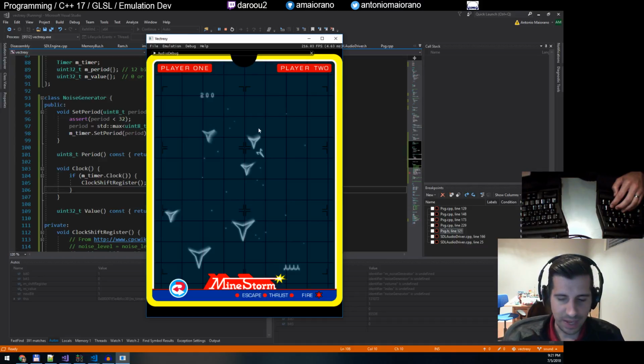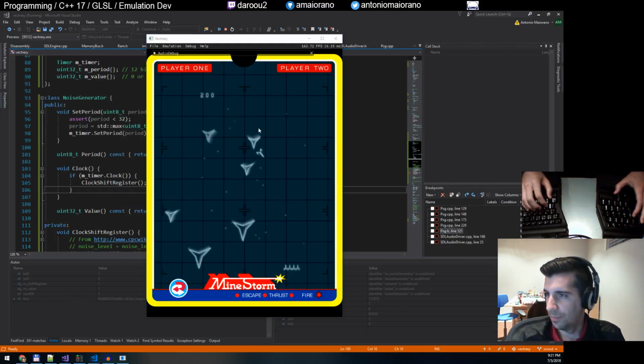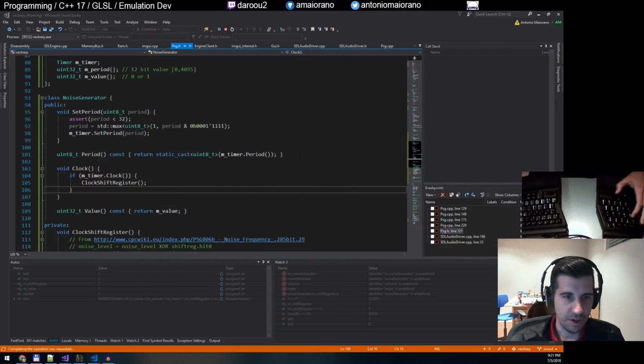And the reason why it keeps going is because we haven't implemented the volume envelope. And that is almost surely used to basically bring that explosion down to zero. So that's what we're going to be focusing on tonight, is trying to implement the volume envelope.